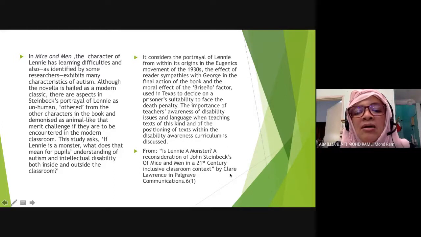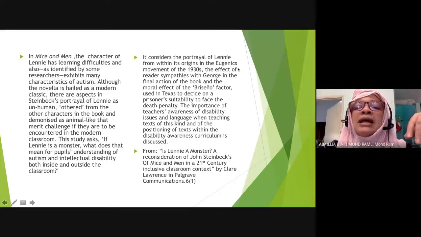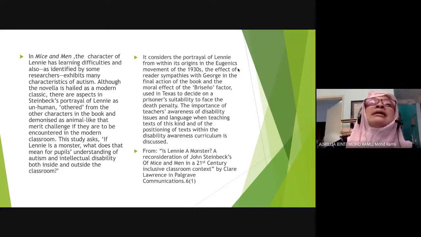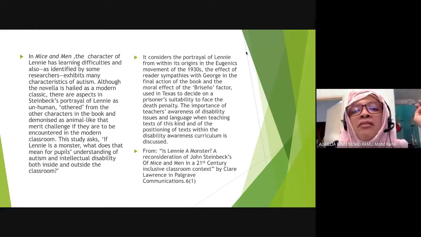It was done by a person called Claire Lawrence. The critics look at how Lennie is treated like a monster in the book, even though he has a disability. It also looks at the time frame in which the novel was written, which is during the eugenics movement. The eugenics movement was concentrated on creating a pure society. They wanted to get rid of people who are disabled, because they said these people are unfit to live in a society that is going to progress and become better. The eugenics movement wanted society to produce biologically better generations.